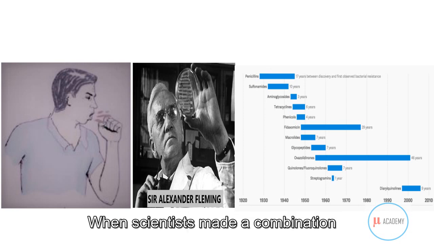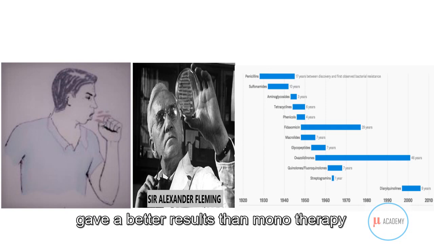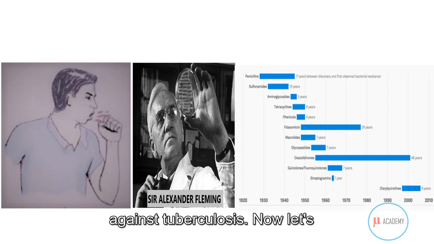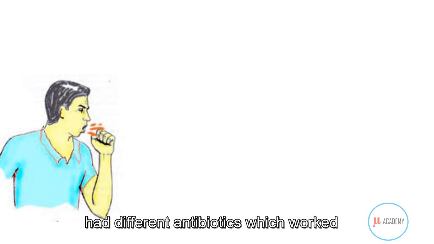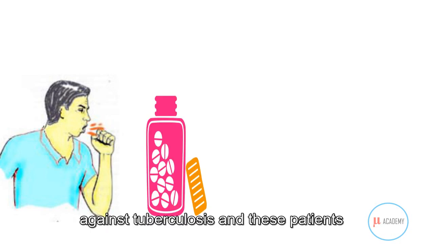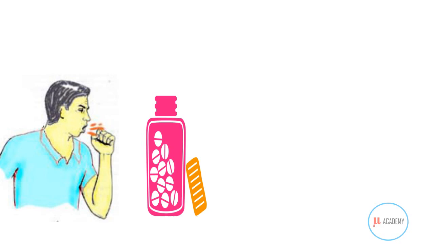Later on, when scientists made a combination of drugs and gave it to patients, they found that this combination of drugs gave better results than monotherapy against tuberculosis. Now let's fast forward to 1990s. This was a time we had different antibiotics which worked against tuberculosis, and these patients were admitted in hospitals in order to give the treatment with antibiotics.